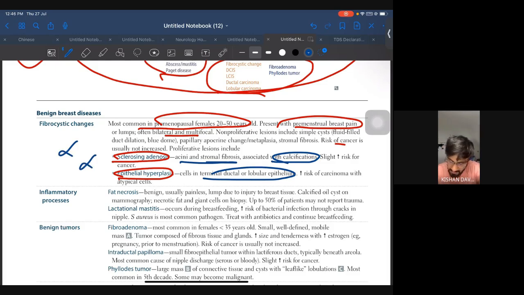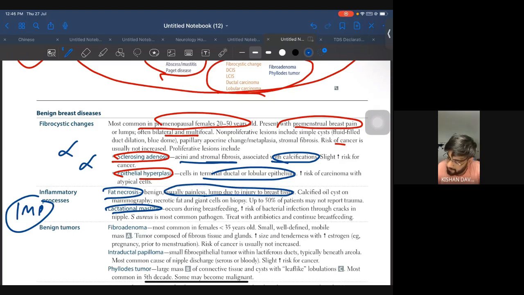Just go through. Inflammatory processes: fat necrosis and lactational mastitis. Let's look at fat necrosis. This is important. In NBME a question was asked. Usually a painless lump due to injury to breast tissue. Calcified oil cysts on mammogram. Necrotic fat and giant cells on biopsy. Okay. Lactational mastitis occurs during breastfeeding. Increased risk of bacterial infection through cracks in the nipple. Staph aureus is the most common. Okay. So these two you have to remember.